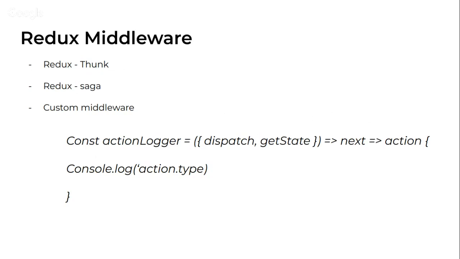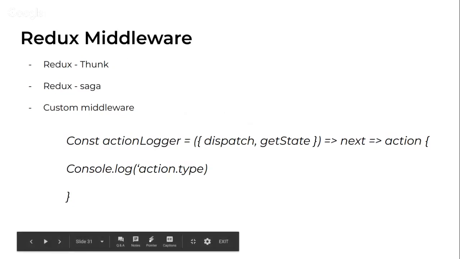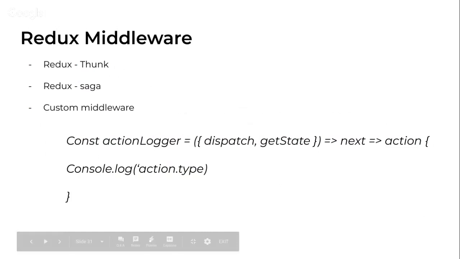Do you mean we can catch the events? Yeah. So middleware is something that actually sits in between your dispatching and the store. So whatever middleware you apply to the store, it gets invoked before that particular dispatch goes to the store.